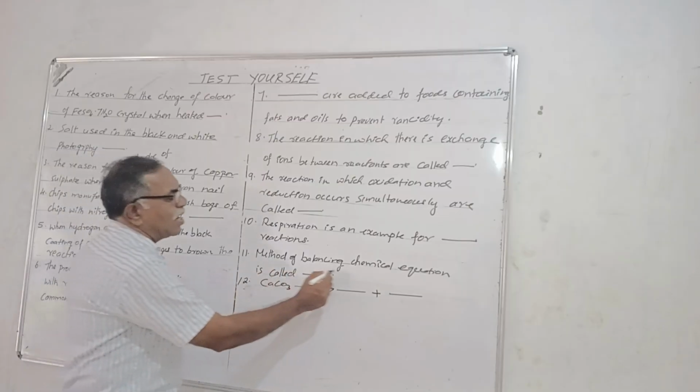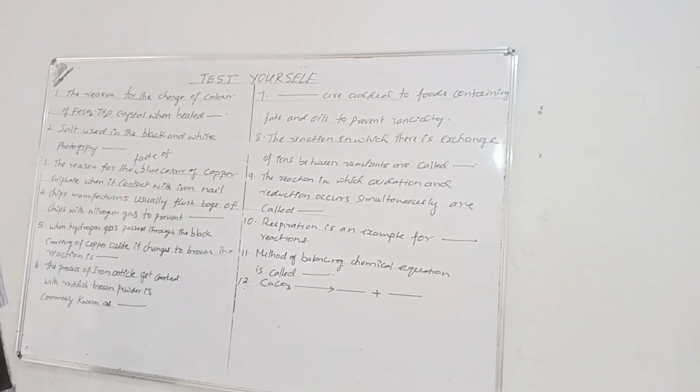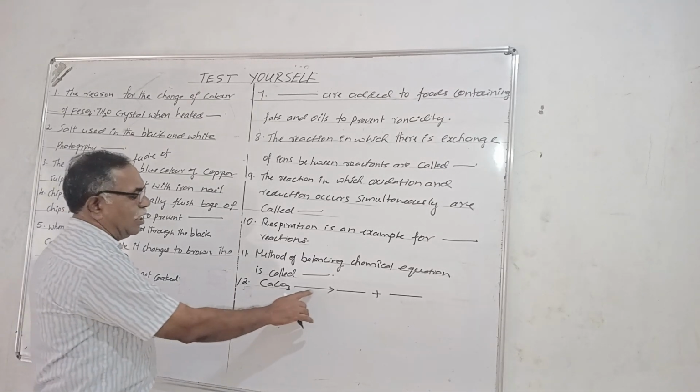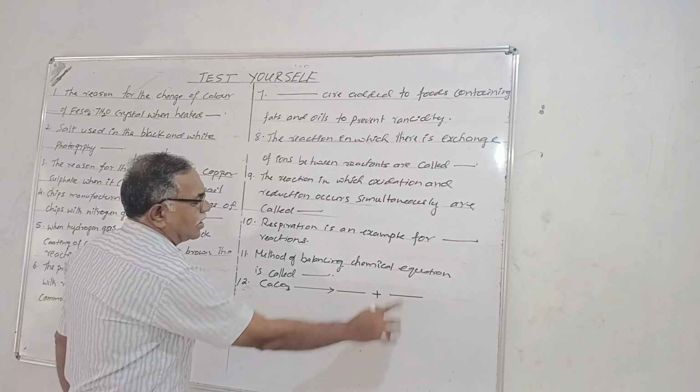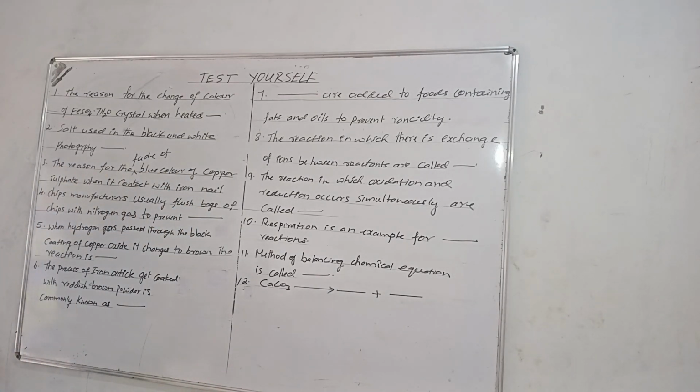Eleventh, the method of balancing a chemical equation is called dash. That is, one particular name is there for it. Write that answer. And twelfth, CaCO3. You have to fill these equations. Complete without referring to the notes or textbook. Read the textbook. Read my notes also and write the answers yourself.